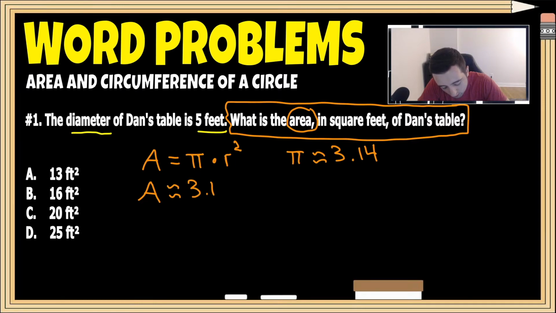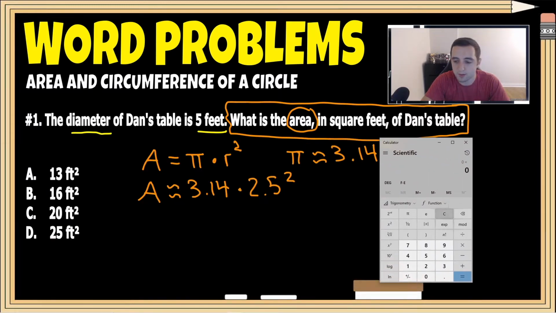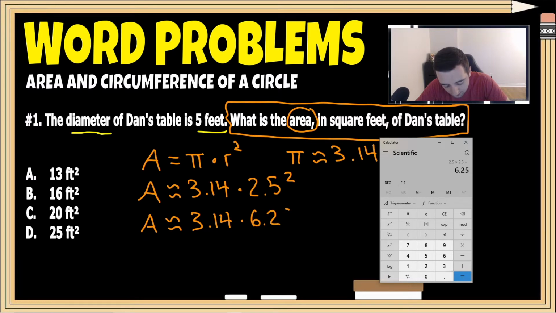Then we have 3.14 times our radius, which is 2.5 to the second power. Now let's multiply these. If we utilize the order of operations, the exponent comes first. So we have 2.5 times 2.5, and we end up getting 6.2500. So we have area is approximately 3.14 times 6.25. If we multiply it by 3.14, we end up getting the area to be approximately 19.6300, and our units of measurement would be square feet.